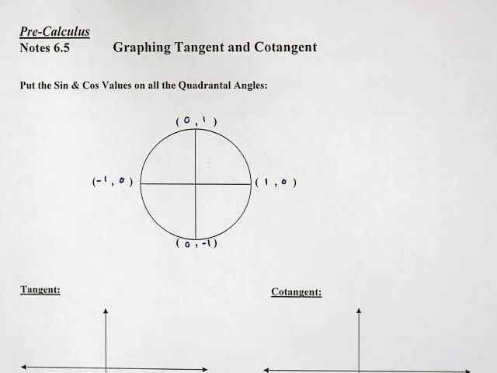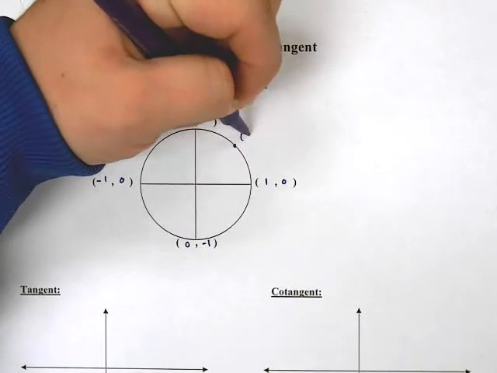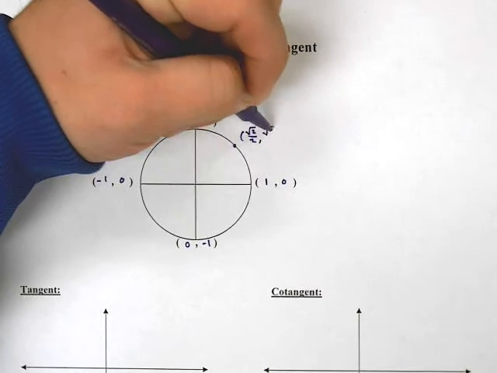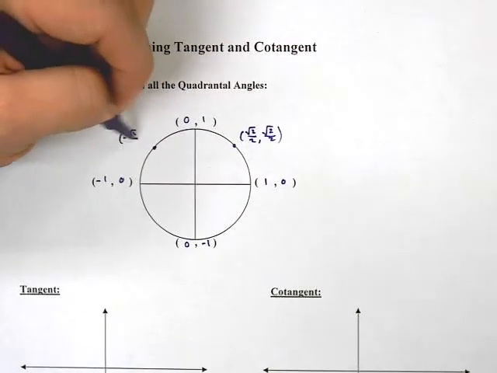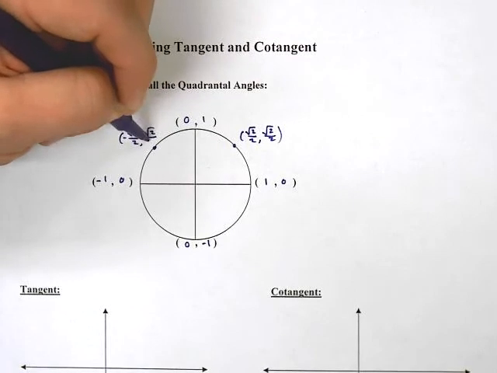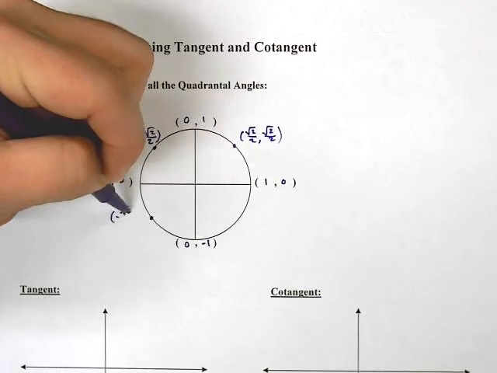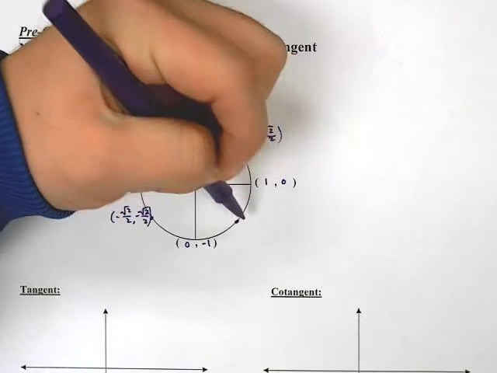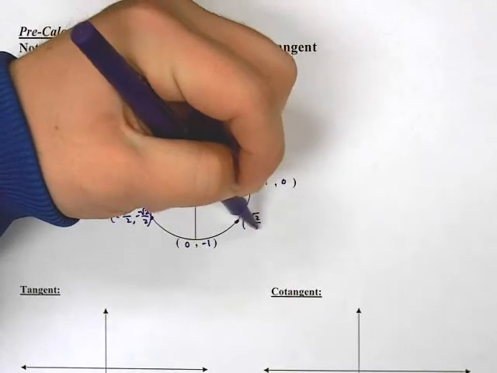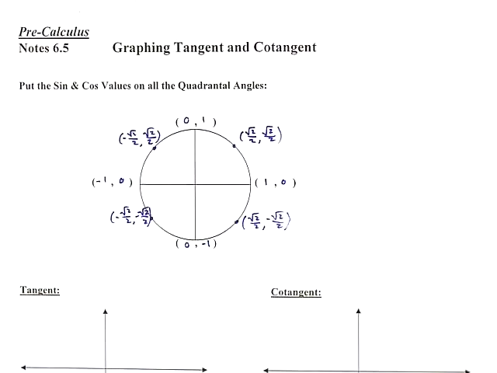This is something that you are not going to have to do on your graphs, but I'm hoping it just helps. So I'm just going to say this is root 2 over 2, root 2 over 2. Over here would be negative root 2 over 2, root 2 over 2. Negative root 2 over 2, negative root 2 over 2, and then finally positive root 2 over 2 and negative root 2 over 2. Okay, so I'm going to add those just to hopefully prove a point in a little bit.